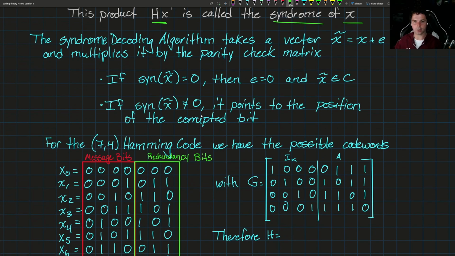What this syndrome decoding algorithm takes is a vector, which I'm going to call X tilde, which is some code word in C, plus some error vector, and multiplies it by the parity check matrix. What this is doing is checking to see if that X tilde, the received message, is actually a code word, or if it needs to be decoded. If the syndrome of X tilde is 0, then there is no error, so X tilde is in C and that message is valid. If it does not equal 0, then it's going to point to the position of the corrupted bit and be able to flip it for us.